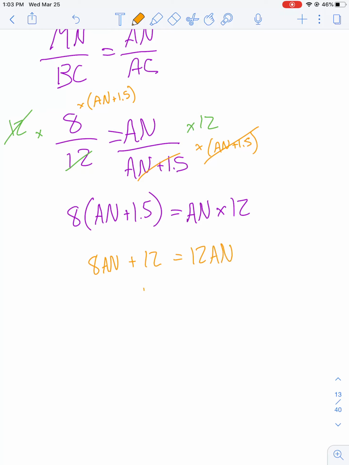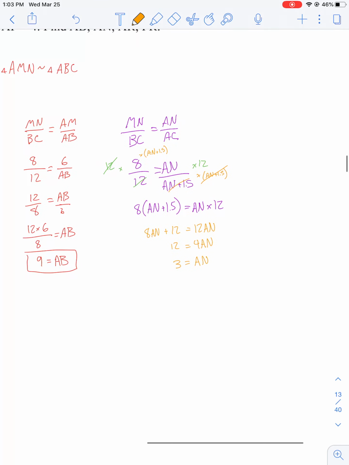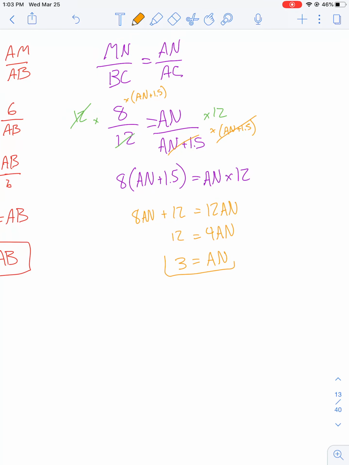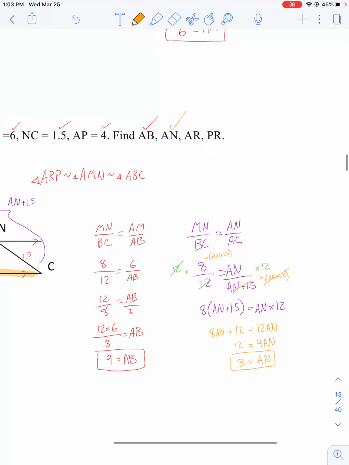And bring this over to the other side, so we're going to get a 12 is equal to 12 AN minus 8 ANs is 4 ANs. Divide both sides by 4, 4, 8, 12, and we're going to get a 3 is equal to AN. Hopefully you got the same thing as me. I didn't lose you with that little text box that came up there. So we've solved for our second side, AN.